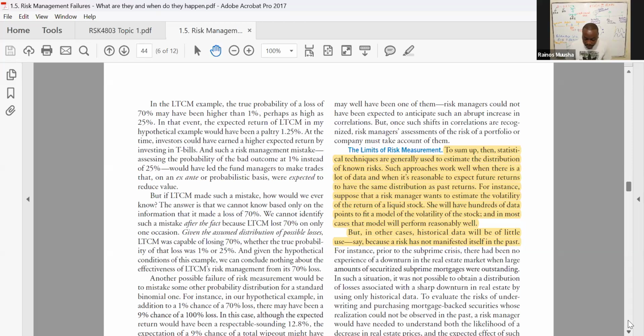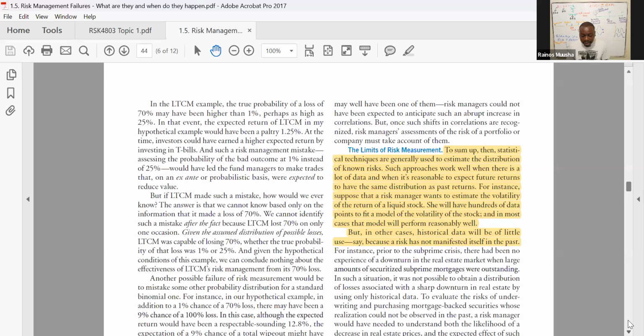For instance, suppose that a risk manager wants to estimate the volatility of the return of a liquid stock. She will have hundreds of data points to fit a model of the volatility of the stock, and in most cases, that model will perform reasonably well. But in other cases, historical data will be of little use, say, because a risk has not manifested itself in the past. So when you look at mismeasurement of unknown risk, that basically means that there are limits to risk measurement.